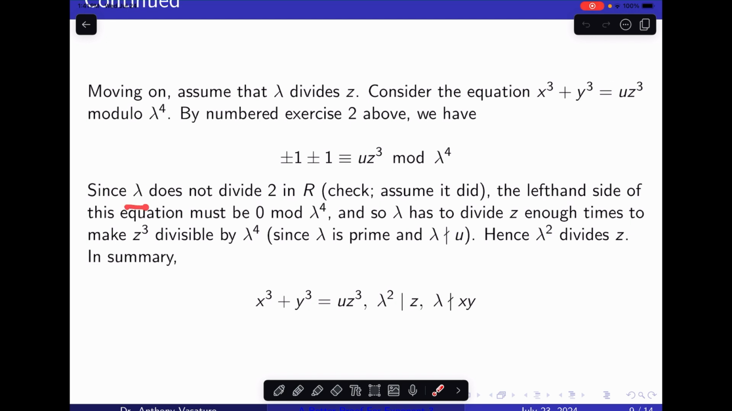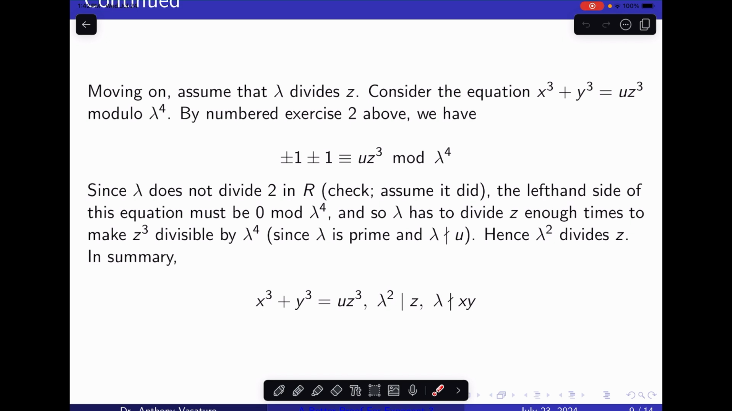Now, lambda does not divide 2 in R. You can check that. That's a very easy exercise. So the left-hand side of this equation here must be 0 mod lambda to the 4th because the only other options are that it's 2 or negative 2. But if it was 2 or negative 2, then lambda would divide 2 in R, but it doesn't. Okay? So this is 0 mod lambda to the fourth. So this equation actually reads 0 equals uz cubed mod lambda to the fourth.